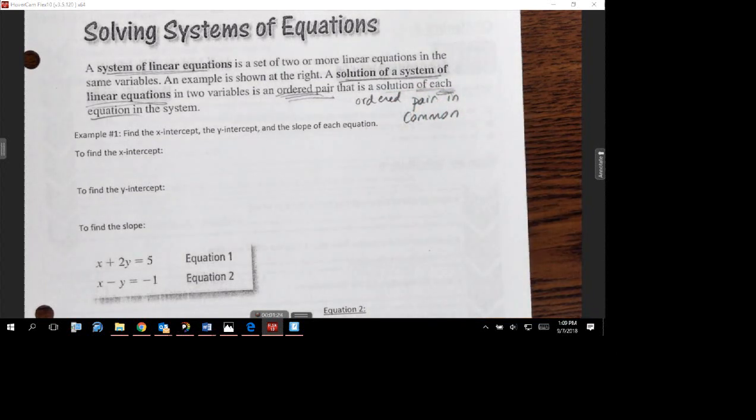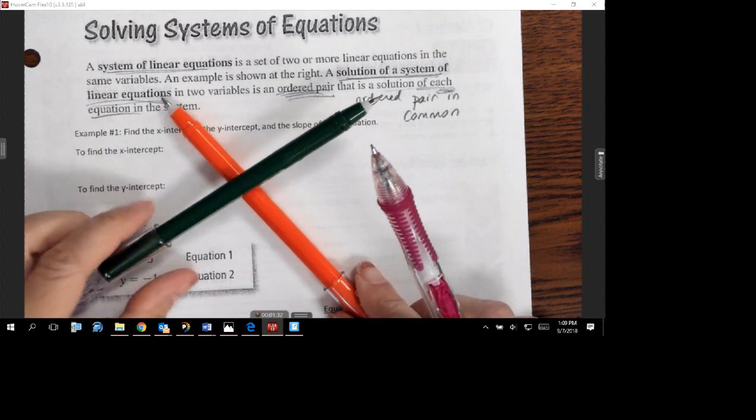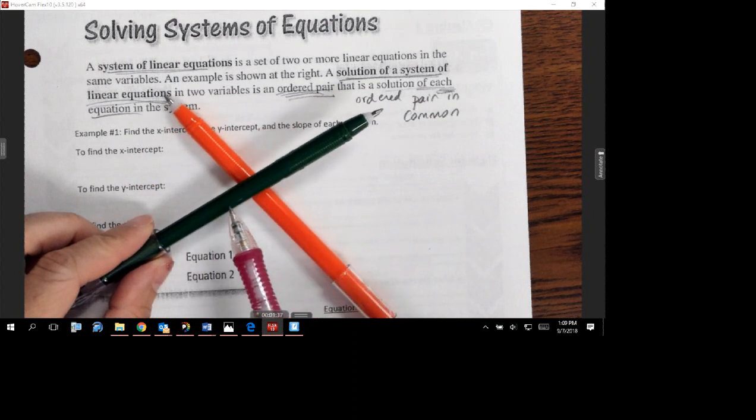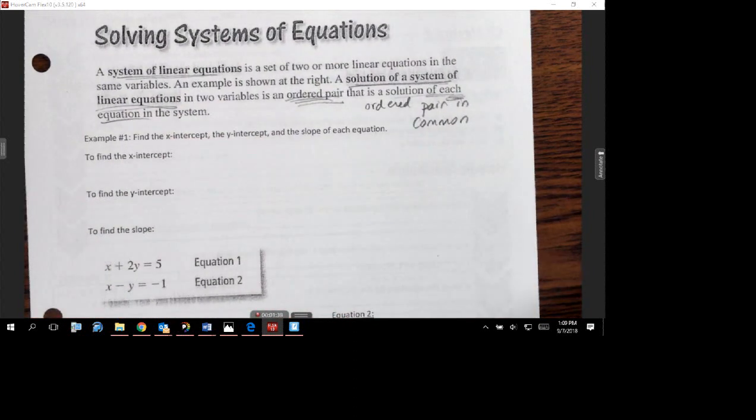The first way that we're going to look at doing this would be by graphing, because if we can see two lines on a graph, and we see where those two lines cross, this point would be what they have in common. So graphically, this kind of makes sense to do.